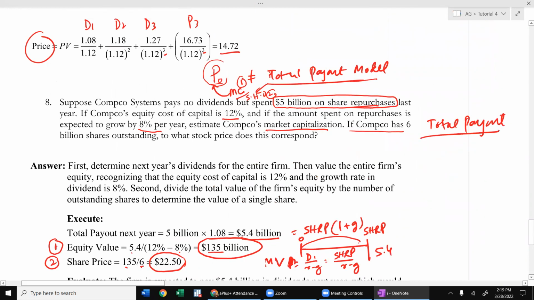In the total payout model, some companies do share repurchase because they do not fully distribute in the form of dividends, and some companies pay some part of their funds as dividends as well as share repurchase. So that's why we apply the total payout model.